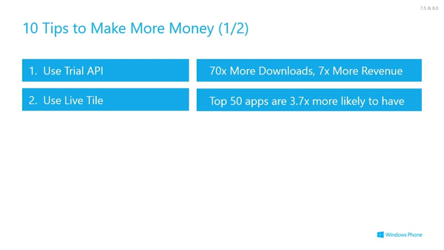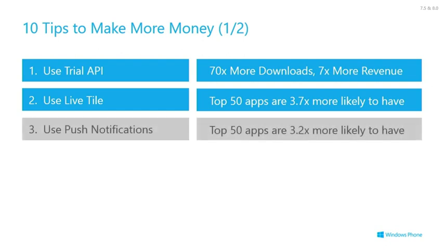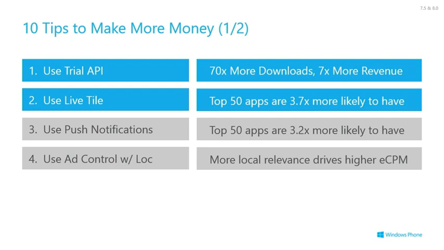Secondly, use live tiles. People love live tiles. This is the feature that makes Windows Phone unique compared to the competitors. And if you look at the top 50 apps, they are 3.7 times more likely to have live tiles than less successful ones. Push notifications is another feature that people love. Again, the top 50 apps are 3.2 times more likely to have push notifications, so consider using that.